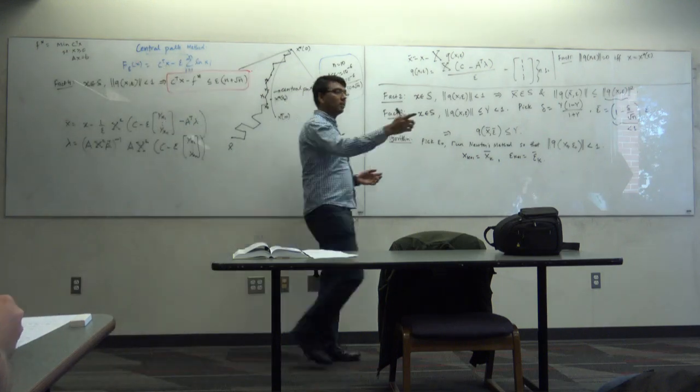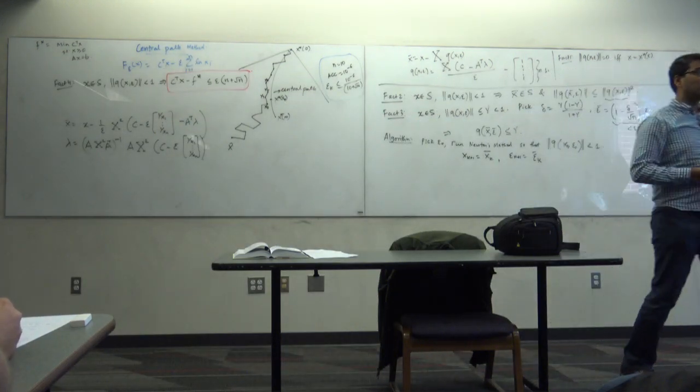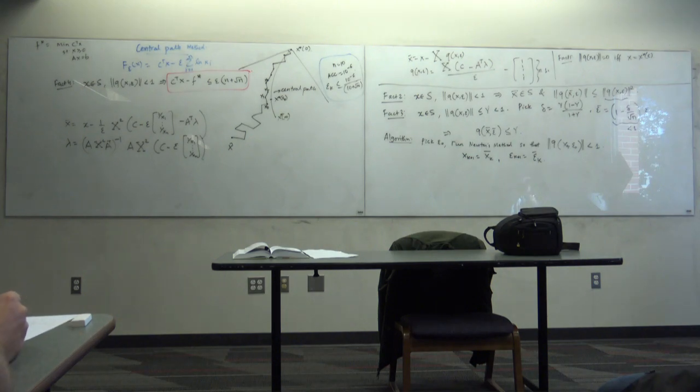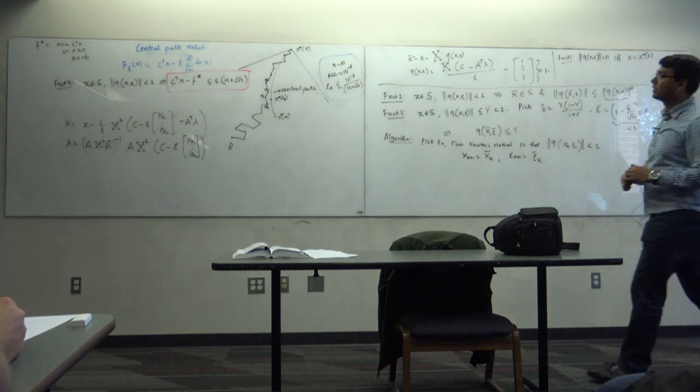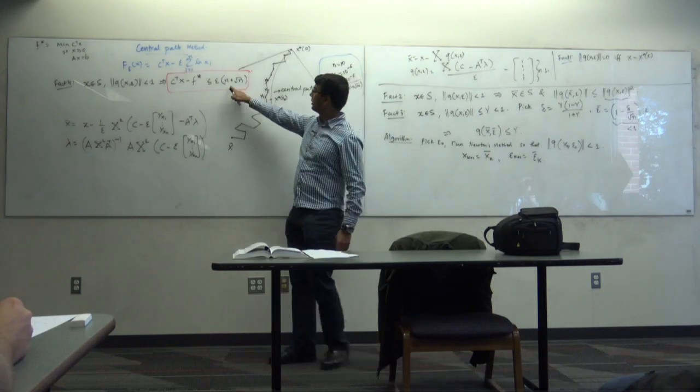So you have a question? How can we derive the fact 4, c^T x minus f star less than infinity? Yeah.